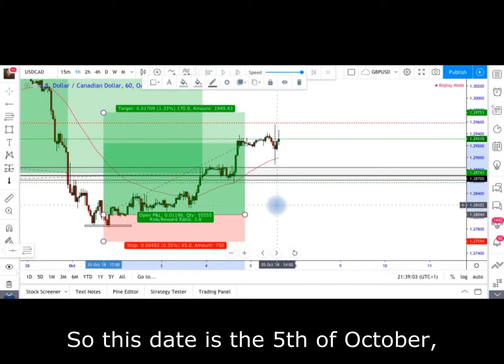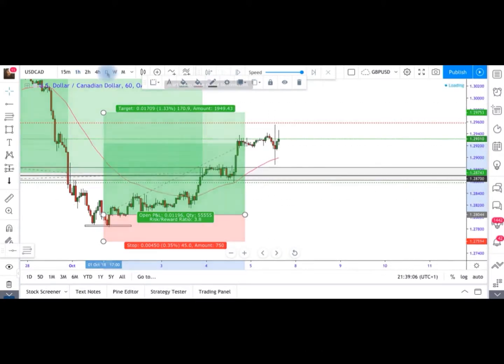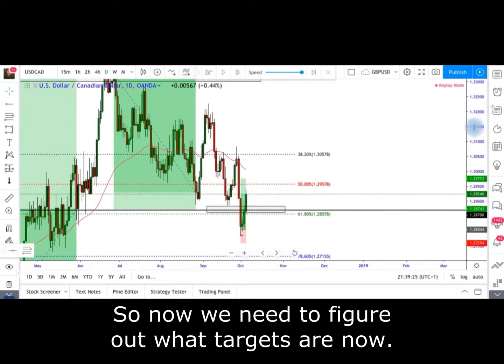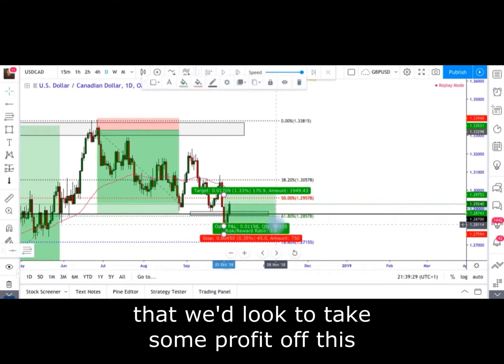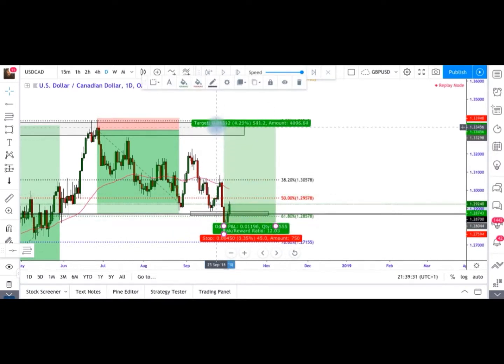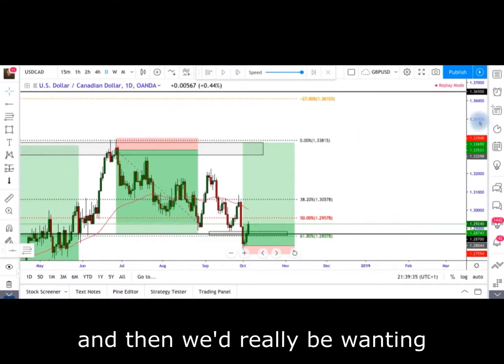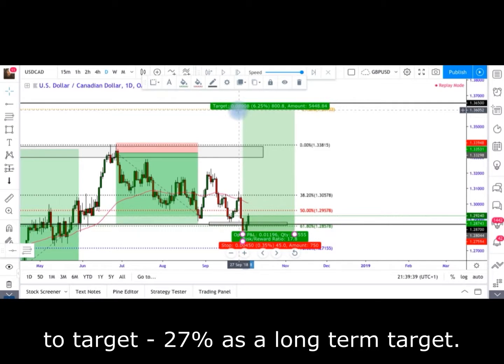So this date is the 5th of October. So let's scale back out. Okay, so this is our next trade here. So now we need to figure out where targets are. Like I said, the first place that we'd look to take some profit off this would be the 0%, just in case we form this double top, and then we'd really be wanting to target minus 27% as a long-term target.